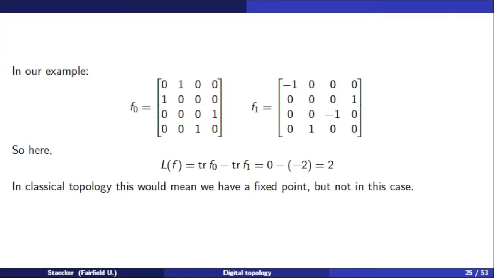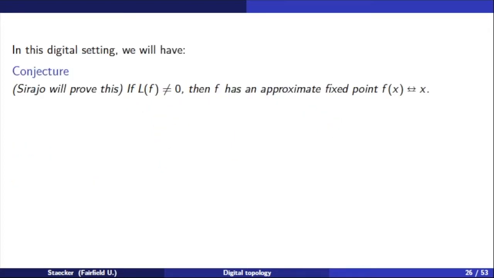All right. In classical topology, I mentioned this before. If the Lefschetz number is not 0, that means you have a fixed point. Actually, that's not true in digital topology, but something like that will be true, but not exactly a fixed point, because the Lefschetz is 2. All right. In the digital setting, this is the appropriate fixed point, and Sirajo will prove this one. Maybe not this week. I don't know. We have a lot of things to prove.